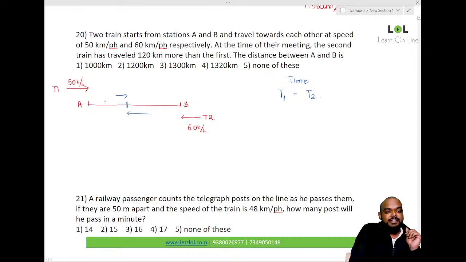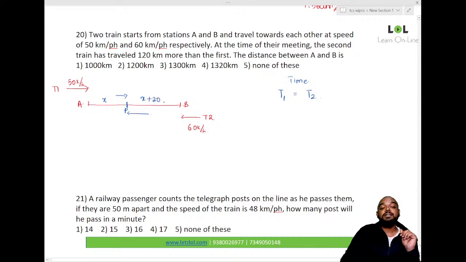Train A, let us say it covers x distance. Then can anybody tell me what is the distance between, let us say the point is P where they met. A to P is x. Can anybody tell me what should I take for P to B? What should be the distance? P to B. X plus 20.